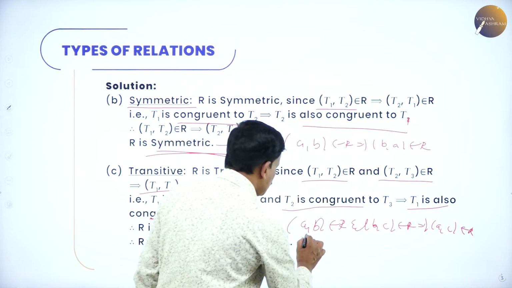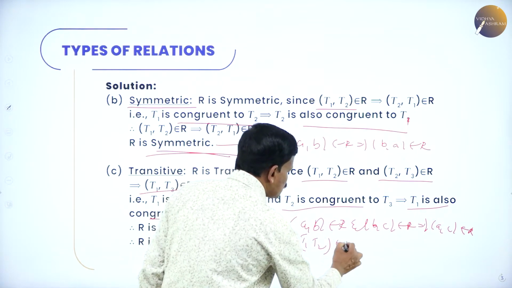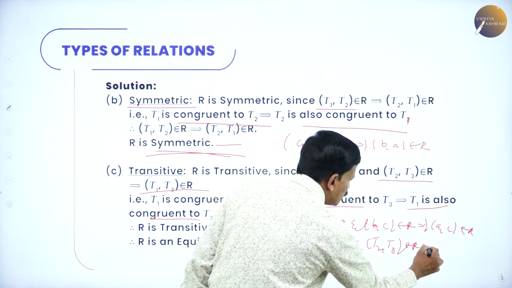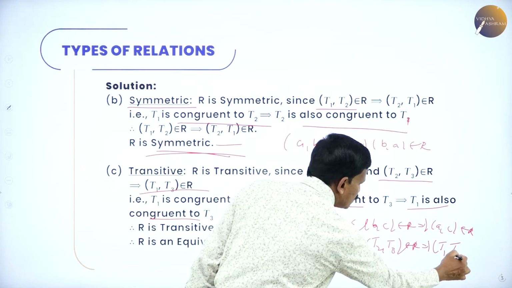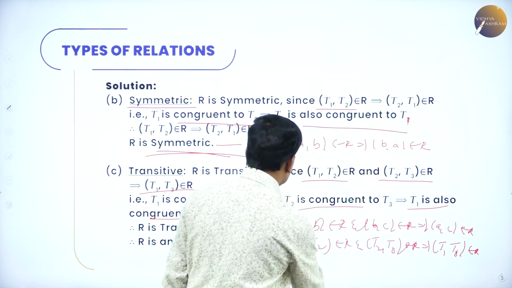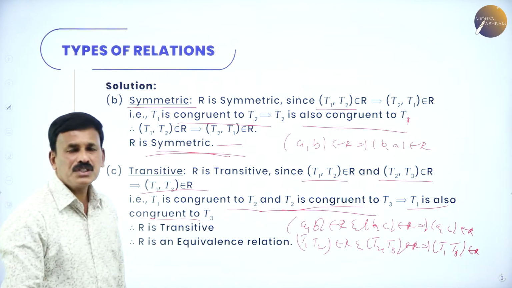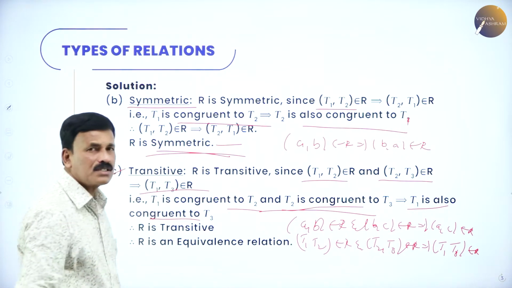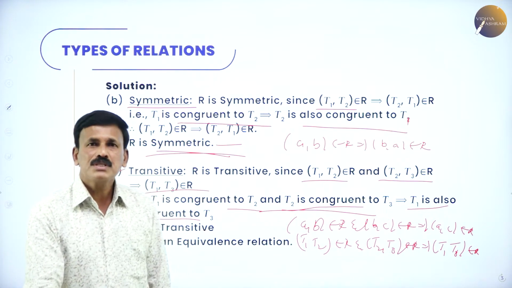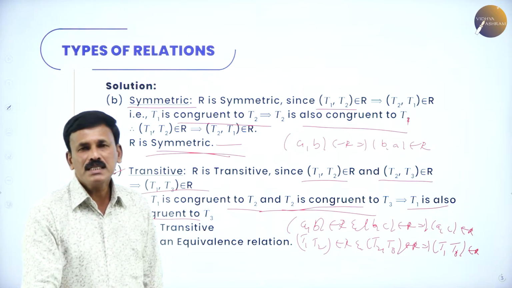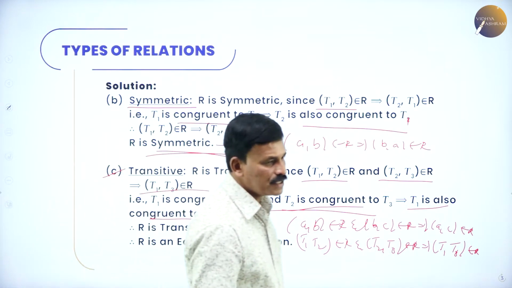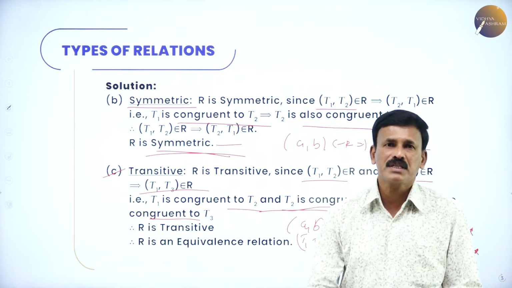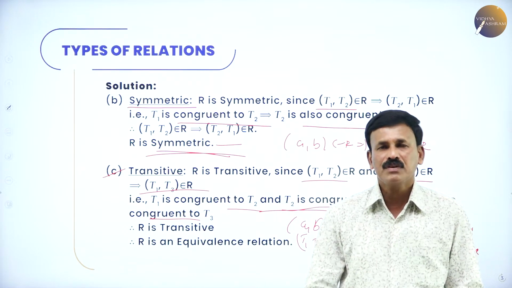That is, (T1, T2) belongs to R and (T2, T3) belongs to R implies (T1, T3) also belongs to R. This is the condition. Therefore, this is a transitive relation. Hence R is reflexive, symmetric and transitive. Hence it is an equivalence relation. So a relation which satisfies all the three conditions, reflexive, symmetric and transitive, is an equivalence relation.